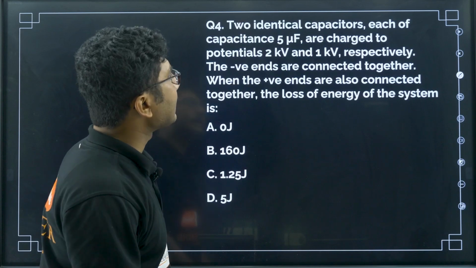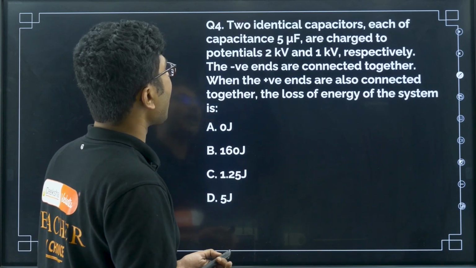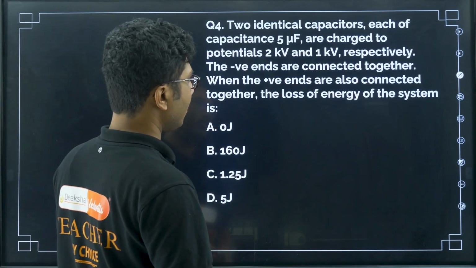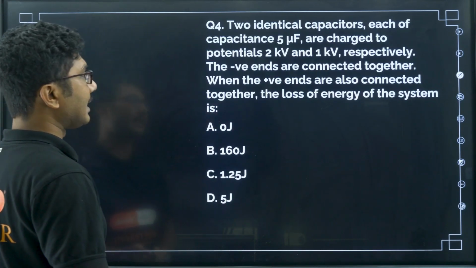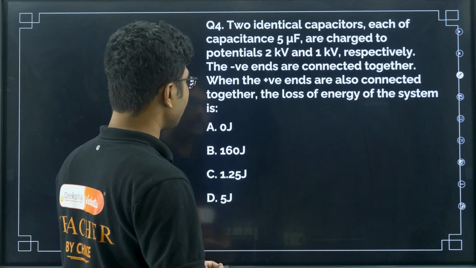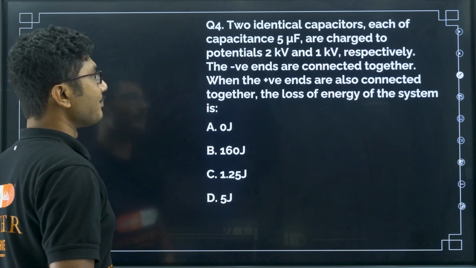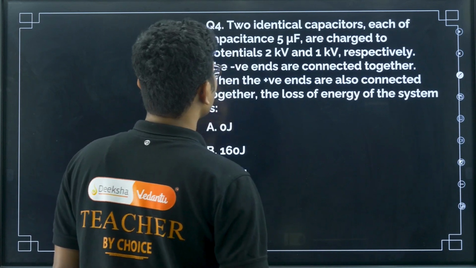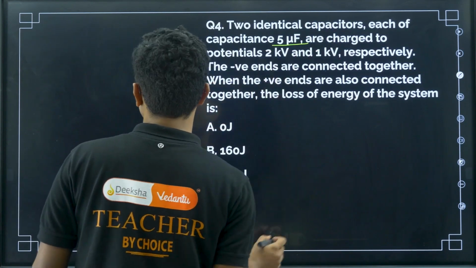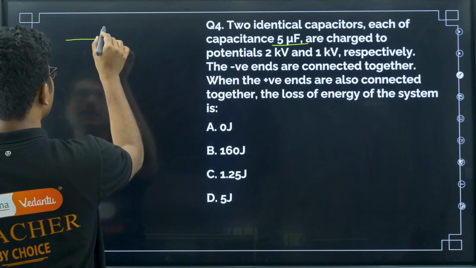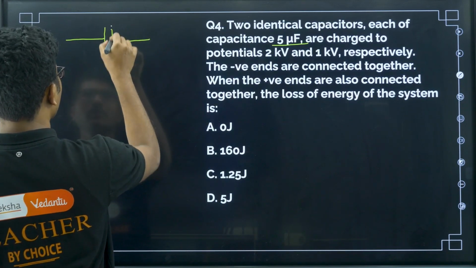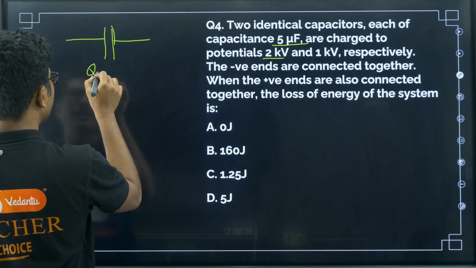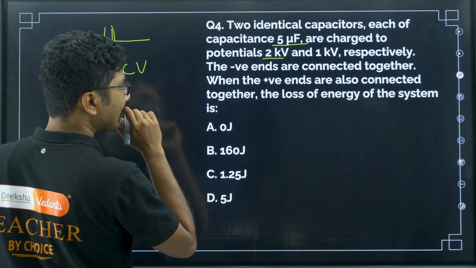Two identical capacitors, each of capacitance 5 microfarad, are charged to potential 2 kilovolt and 1 kilovolt respectively. The negative ends are then connected together. When the positive ends are also connected together, find the loss of energy of the system. First we have to calculate the charges stored in the capacitors. Two identical capacitors, each of 5 microfarad. The first was initially connected to 2 kilovolts. So what is the charge stored? Q is equal to CV, right.